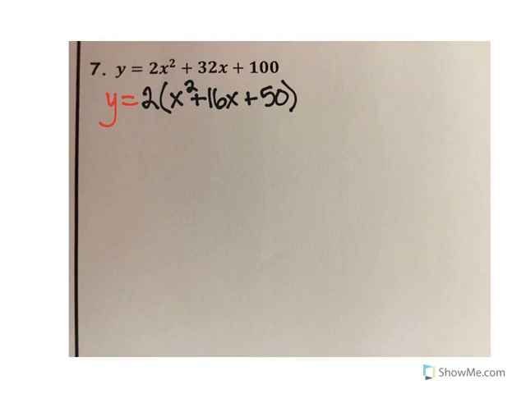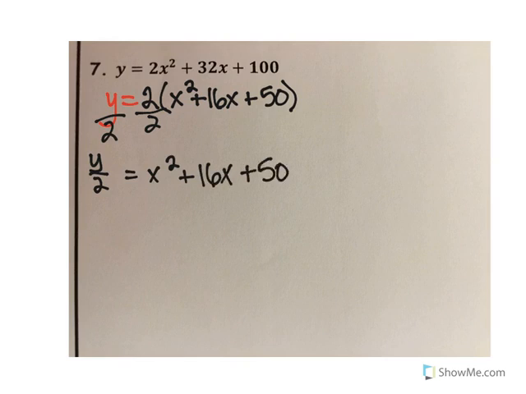Now, let's get rid of that 2. How do I get rid of the 2 that's multiplied by a parenthesis? Divide it. So I'm going to divide this by 2, and then I'm just going to divide my y by 2. Remember, it's our storage area. If I need to get rid of something, I just put it over to the left. So I divided by 2. So here we go. Y divided by 2 equals x squared plus 16x plus 50.